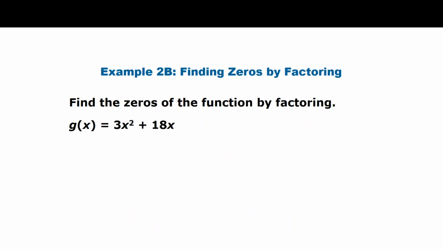Here's another example. We're going to find the zeros of the function by factoring. So the very first thing we want to do is go ahead and set the function equal to 0.